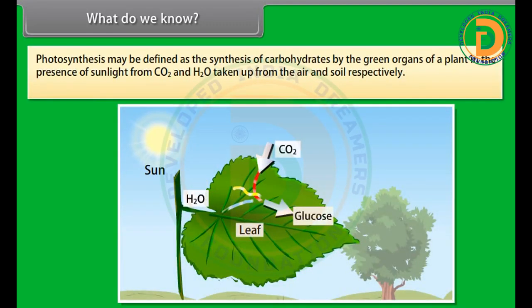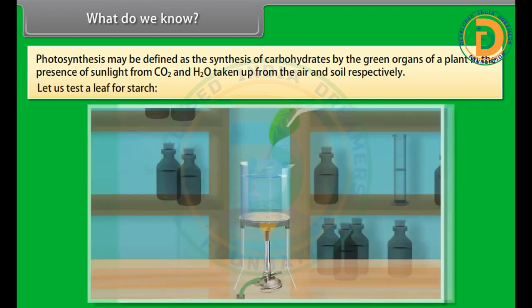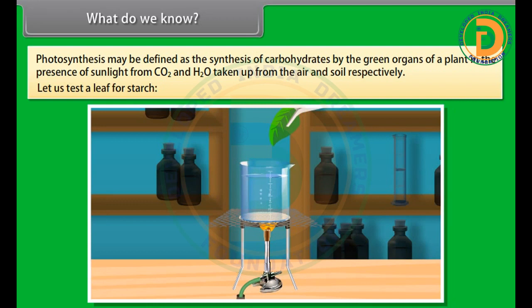What do we know? Photosynthesis may be defined as the synthesis of carbohydrates by the green organs of a plant in the presence of sunlight from carbon dioxide and water taken up from the air and soil respectively. Let us test a leaf for starch. Remove a green leaf from a plant.